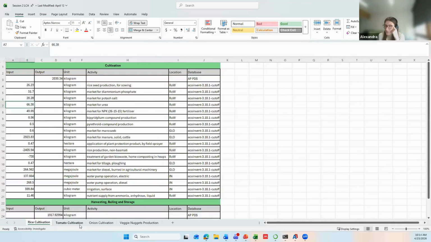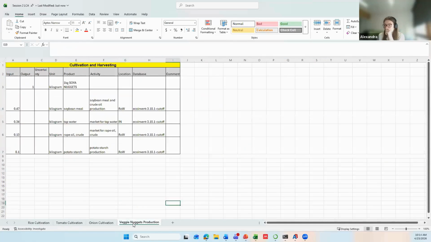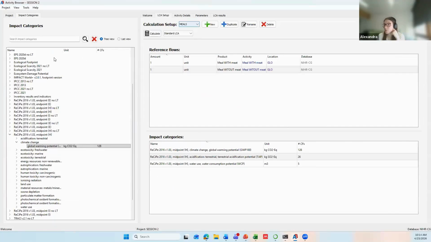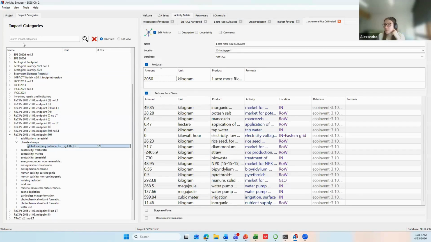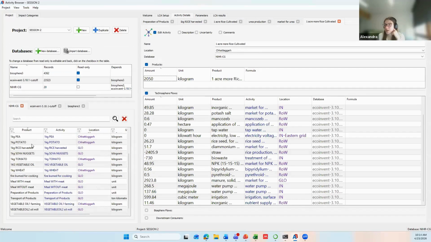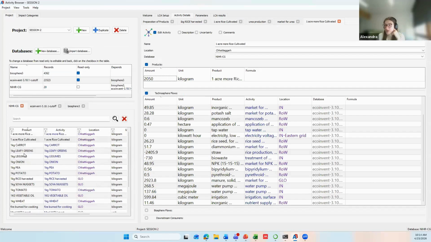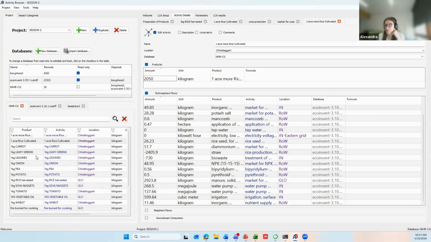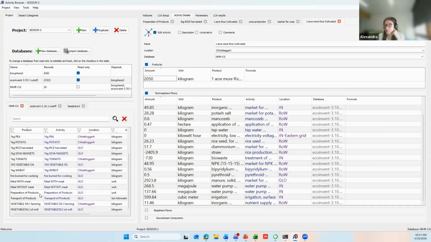So now you've first made all your LCIs. Now that you have that cleared up, then you can go to Activity Browser. You input it all into activity details. You go to your project, the database you made. You have all the products that are interesting to you that you want to participate. So you have rice, you have tomato, so on. You want to make a meal. How would you go about that?